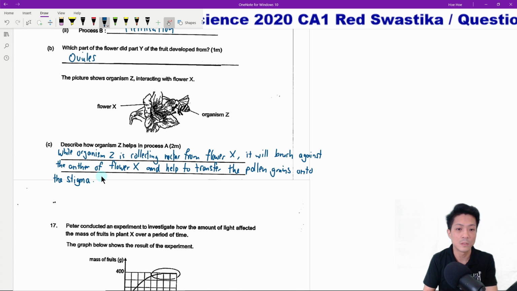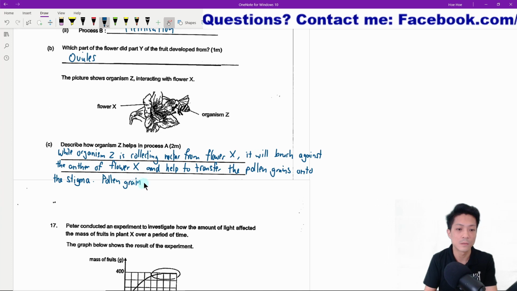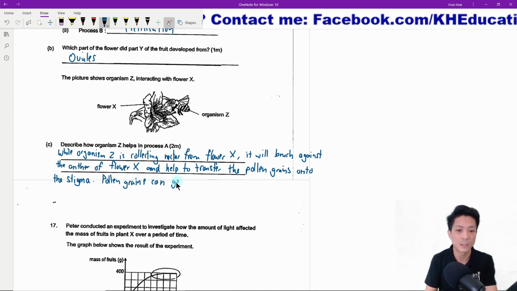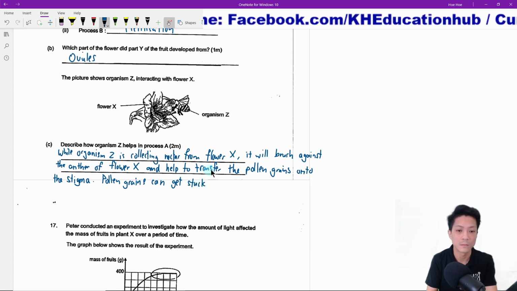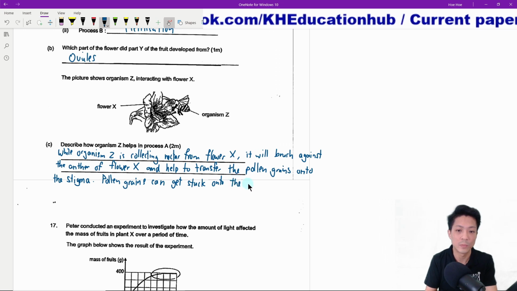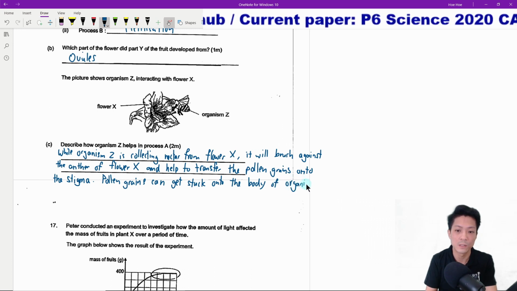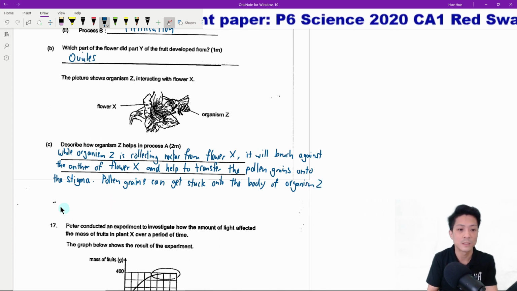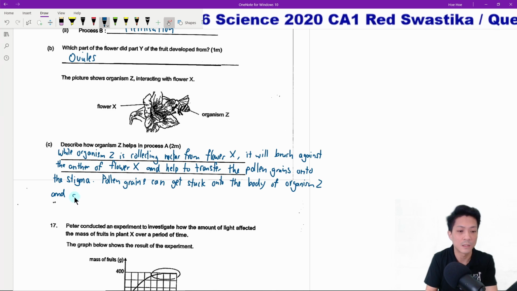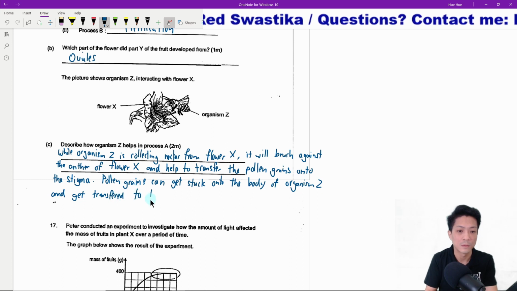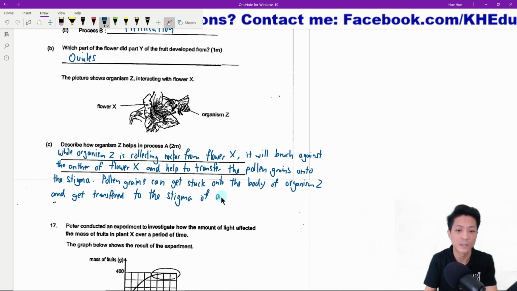Okay, there's more organism. Pollen grains get stuck onto the body of organism Z and get transferred to the stigma of another flower.